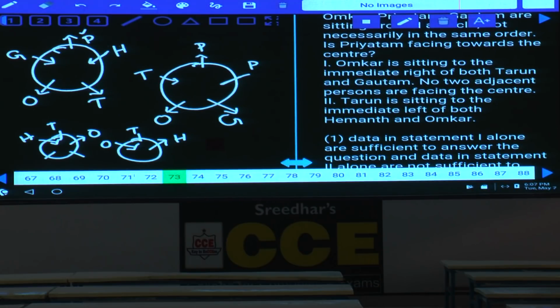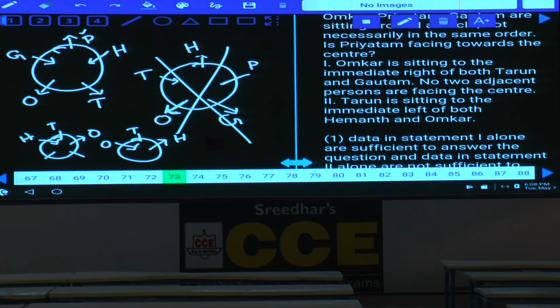Then the second case. In the second case, what happens here? Now Tarun is to the immediate left of both Hemant and Omkar. Omkar is here and this person must be Hemant, and Tarun is to the immediate left of both Hemant and Omkar, isn't it? Is it followed here? Now "Tarun is sitting to the immediate left of both Hemant and Omkar" is false, because to the right-hand side of Omkar is Tarun, but not to the left-hand side. The second case is not possible.